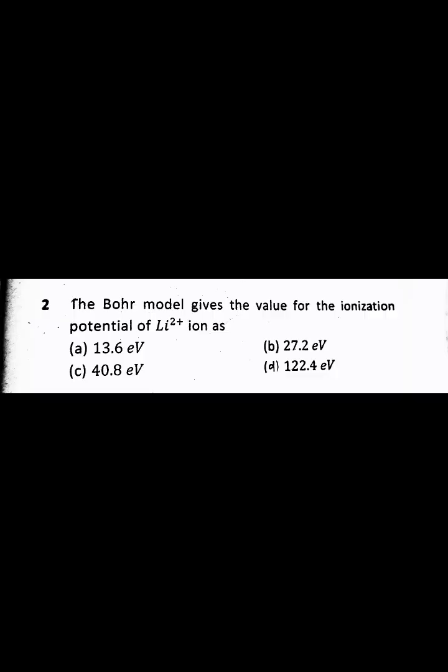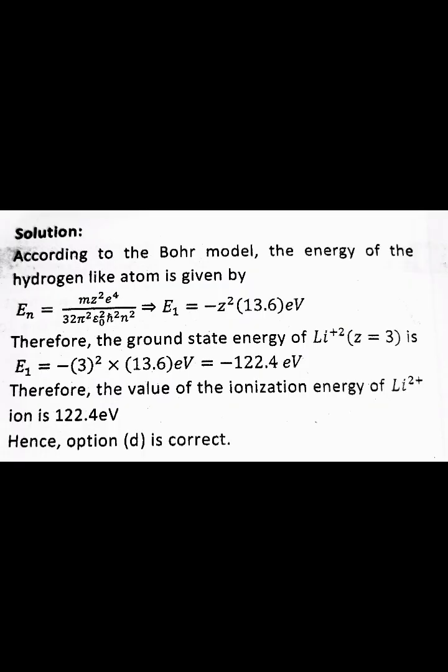Next question is, the Bohr model gives a value for the ionization potential of Li2+ ions as dash. So here by the Bohr model, the energy of the hydrogen-like atom is En equal to m Z square e raised to 4 divided by 32 pi square epsilon 0 square h cut square n square. And for the ground state energy, that means for the ground state level n is equal to 1, E1 is equal to minus Z square into 13.6 eV.